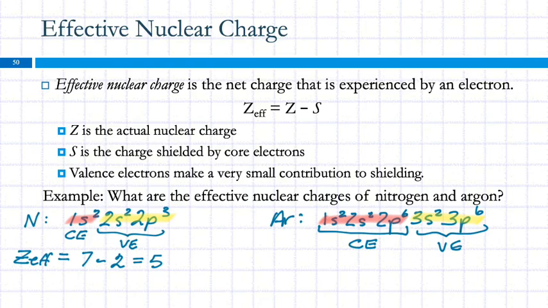valence electrons. The effective nuclear charge is going to be the actual nuclear charge. So argon has 18 protons in its nucleus. So the actual nuclear charge is 18 minus the number of core electrons. How many core electrons are there? 2 plus 2 plus 6 is 10. So subtract 10. And so this has an effective nuclear charge of 8, which does correspond to the number of valence electrons.